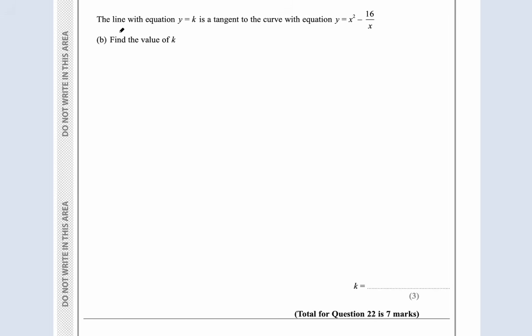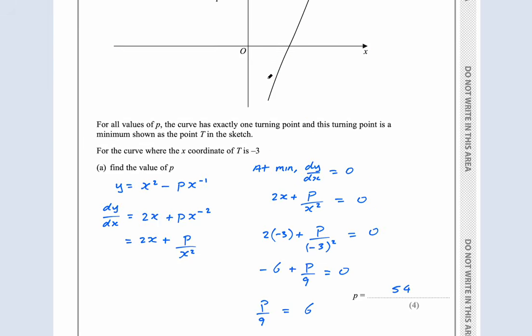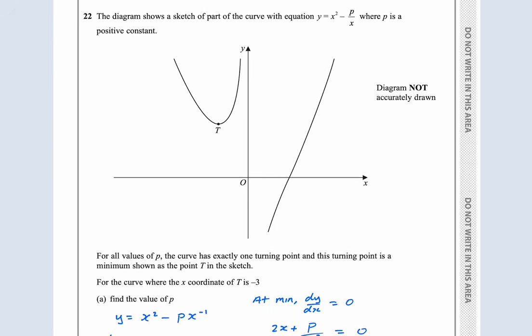Then, for part B, it says the line with equation y equals k is a tangent to the curve with equation y equals this. Find the value of k. Okay, this is kind of tricky, guys, because we have to relate back to this graph. A tangent with line y equals k means the tangent is a horizontal line like this. And that tangent exists on this curve only at the minimum. So it's a tricky way of saying, find the y coordinate of the minimum. If I can find the y coordinate of that minimum, I have k, because this is like y equals k.